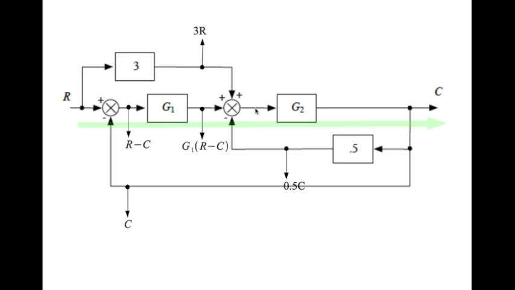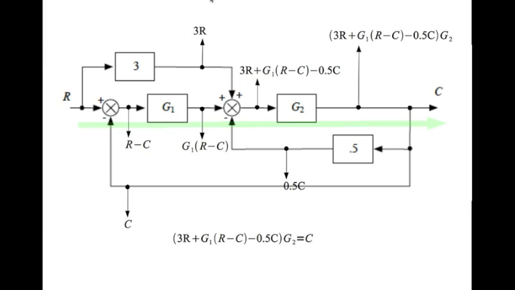The signal here is this signal plus this signal minus this signal. So that is 3R plus G1 times (R minus C) minus 0.5C. Now you go through G2, need to multiply G2 with the signal here, and then we get the signal here is [3R plus G1 times (R minus C) minus 0.5C], the whole thing times G2. Now this signal here also happens to be equal to C. So we can write this equation for C, and by simplifying we can get the transfer function like so.